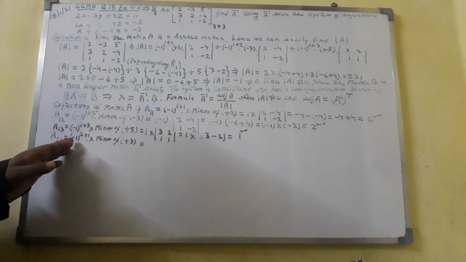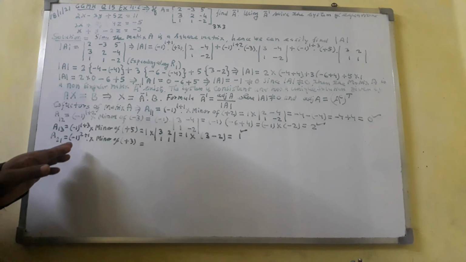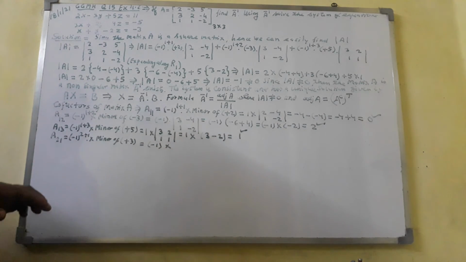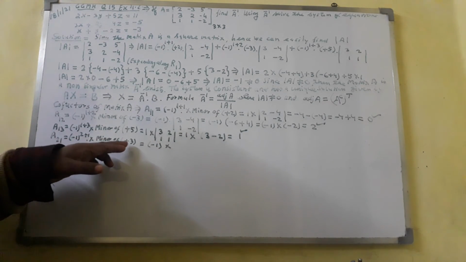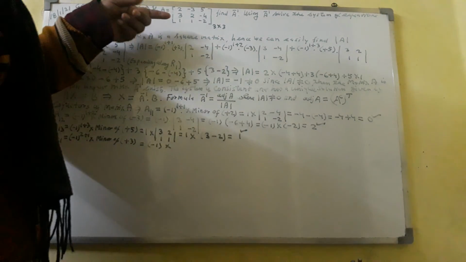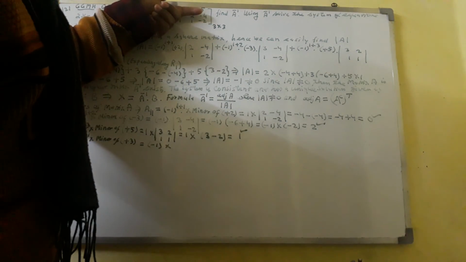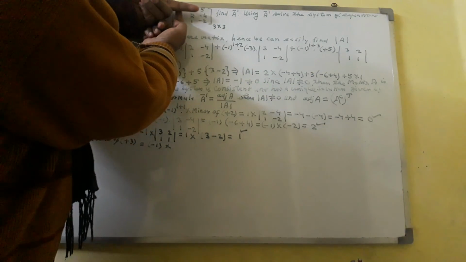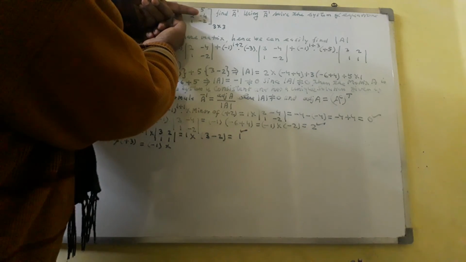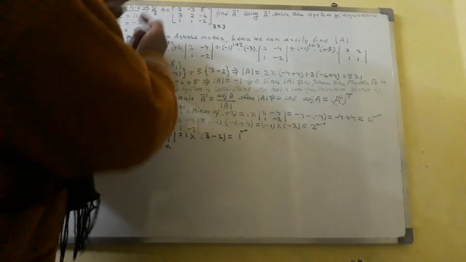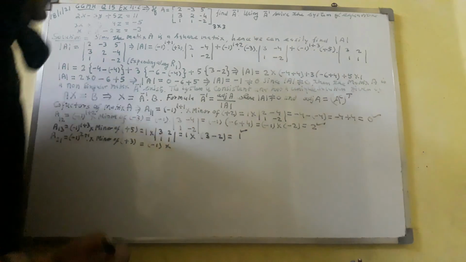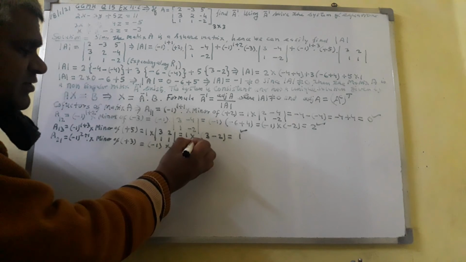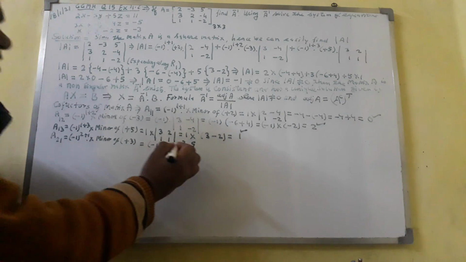Here you can see minus 1 raised to power 3 will become minus 1. Minus 1 will multiply by minor of element plus 3. So 3 is in the second row and first column. Second row, first column will be hidden. You will get the minor of plus 3 as minus 3, 5, 1.